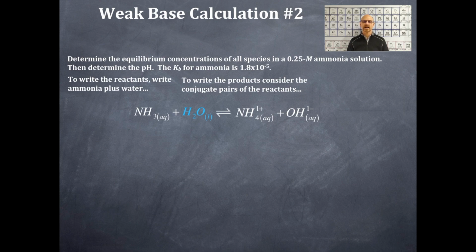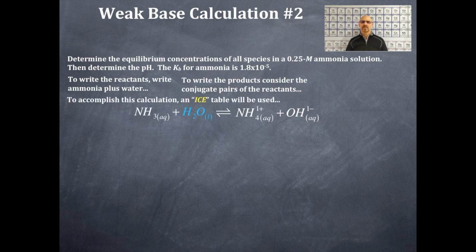This is how we come up with the products. We get the conjugate pairs of the reactants. Writing the reactant side with the water really truly helps us so that we can get the conjugate pairs. Ammonia, NH3, is a base, and we need to write its conjugate acid. That's an addition of a hydrogen ion, which gives me NH4 1+. The conjugate for water on the reactant side is hydroxide or hydronium ion, but since this is a base, it produces hydroxide ion.